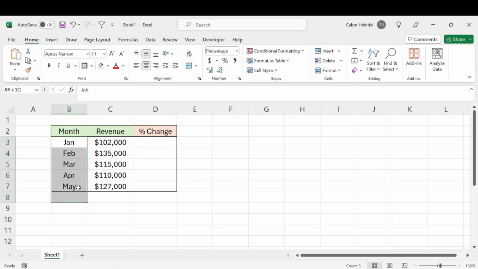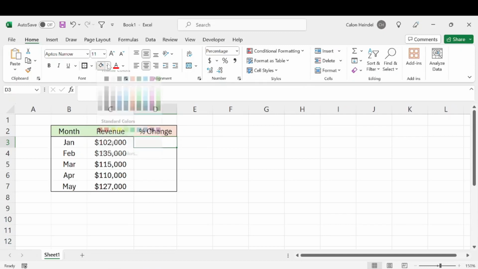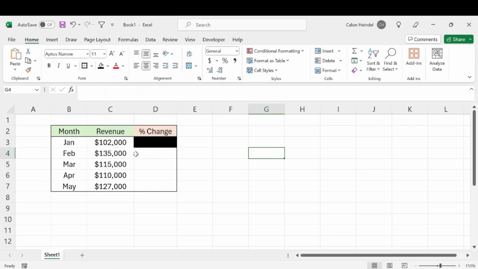Basically right here we have the first couple months of the year, January through May, and we have the revenue that, let's just say, our business made in those months. So we want to calculate the percent change, whether that's positive or negative. Obviously for this first space here, we can't calculate the percent change because we don't have a second reference point. January was the start date.